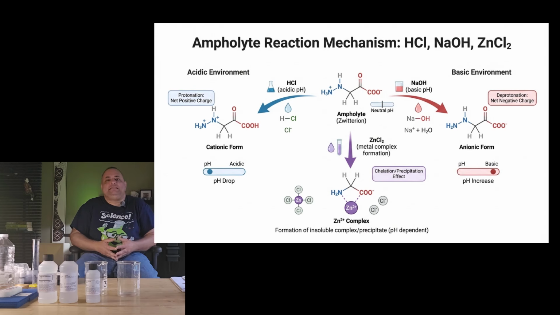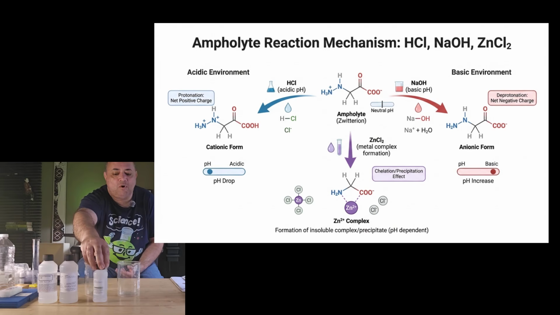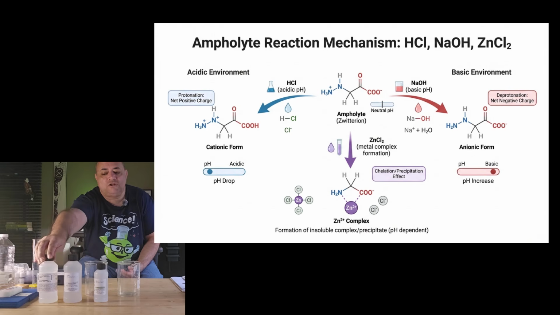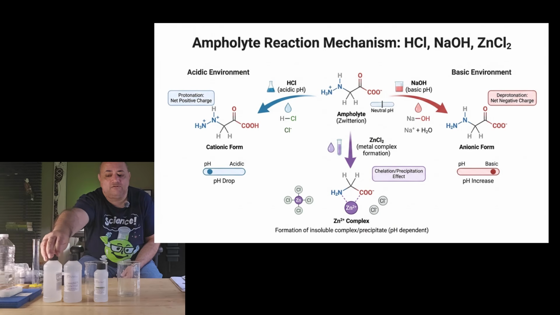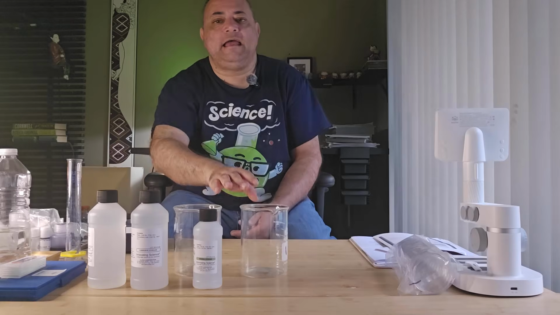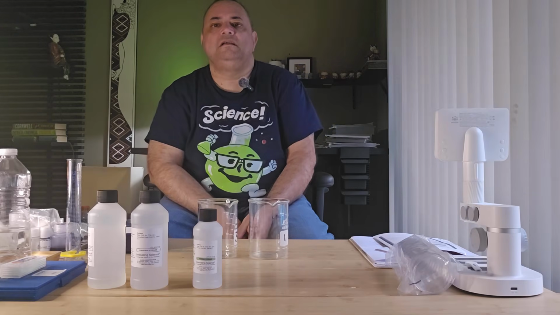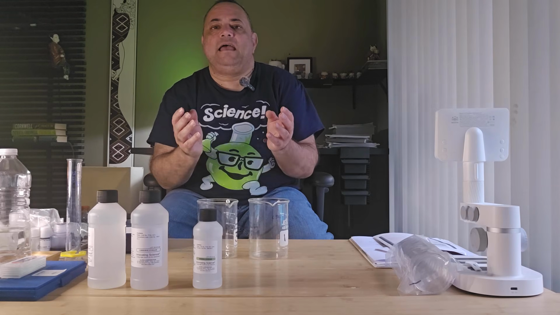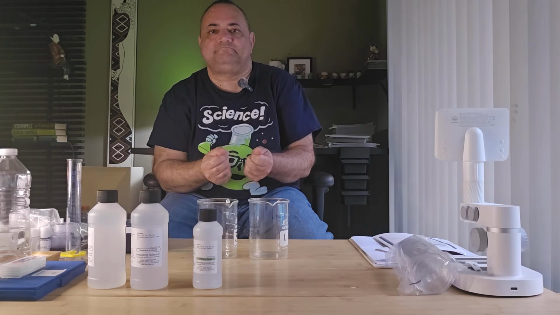All I need for this experiment is a 0.5 molar solution of zinc chloride, and then 1 molar solutions each of hydrochloric acid and sodium hydroxide. And I have 2 beakers to carry out the reaction. So let's get the demonstration started, and I will now demonstrate how ampholytes react.